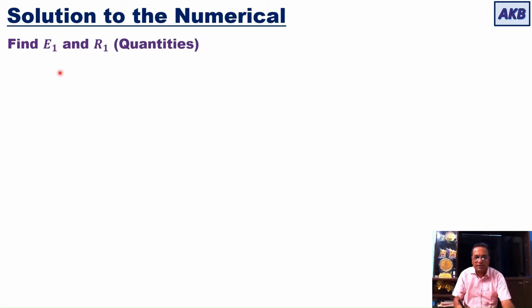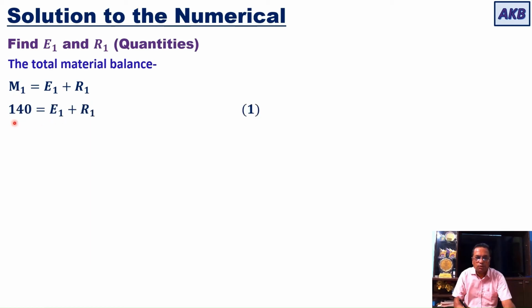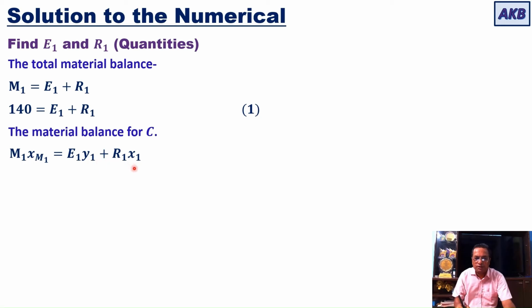So after we have found out x1 and y1, the next task is to find the quantities of extract phase and raffinate phase, E1 and R1 quantities. So the total material balance, we know it is M1 is equal to E1 plus R1. M1 is known to us, it is 140. So 140 is equal to E1 plus R1. I am calling that equation 1. Then I'll be writing material balance for C. Material balance for C will be M1 into XM1, that is equal to E1 into y1 plus R1 into x1.